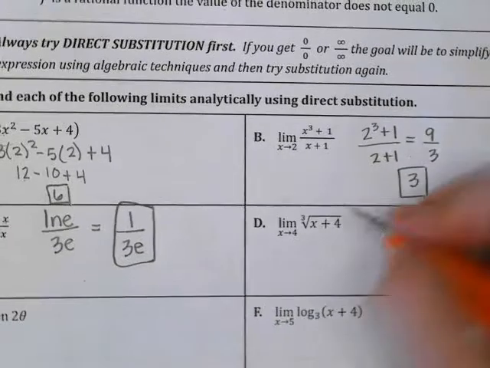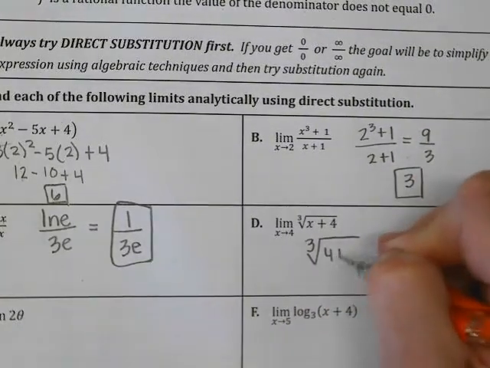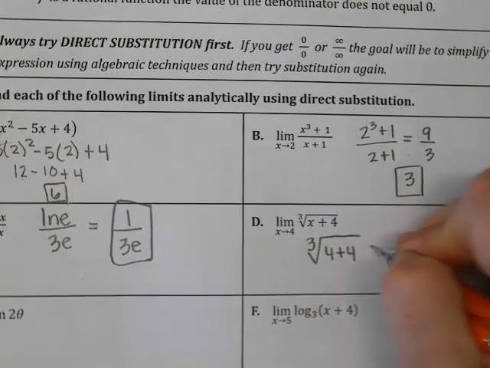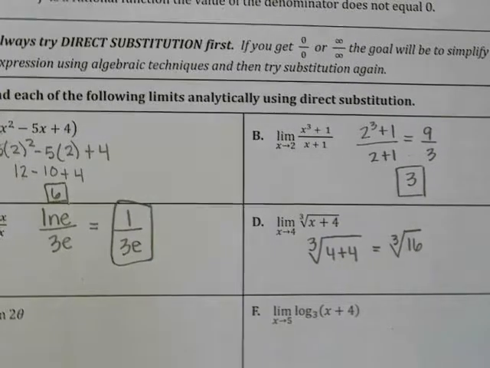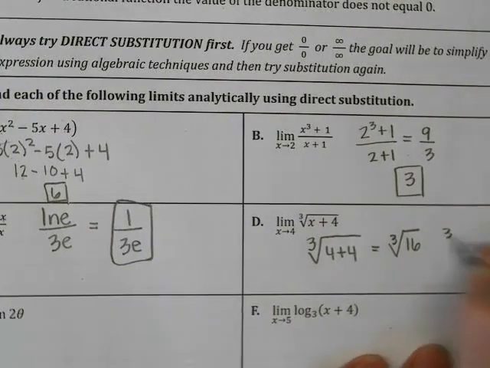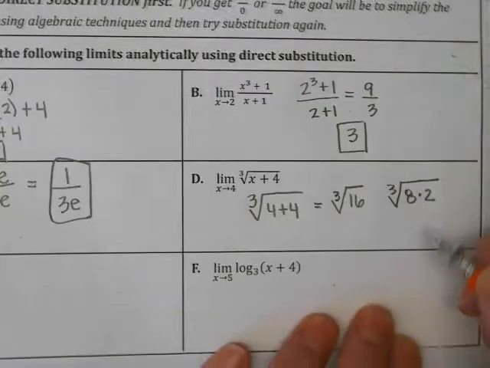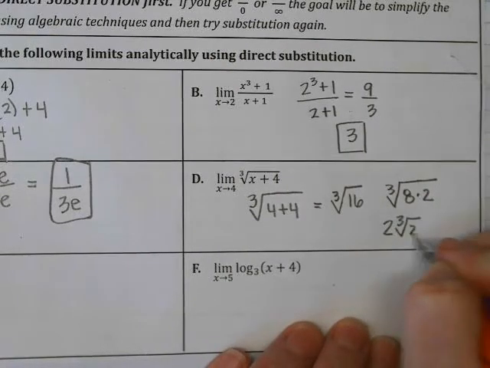Over here, square or cube root, no big deal. 4 plus 4 is 16. And then we say, is there a perfect cube inside of 16? Why, yes, there is. There's an 8. So this is 8 times 2. We know the cube root of 8 is 2, but we don't know the cube root of 2.